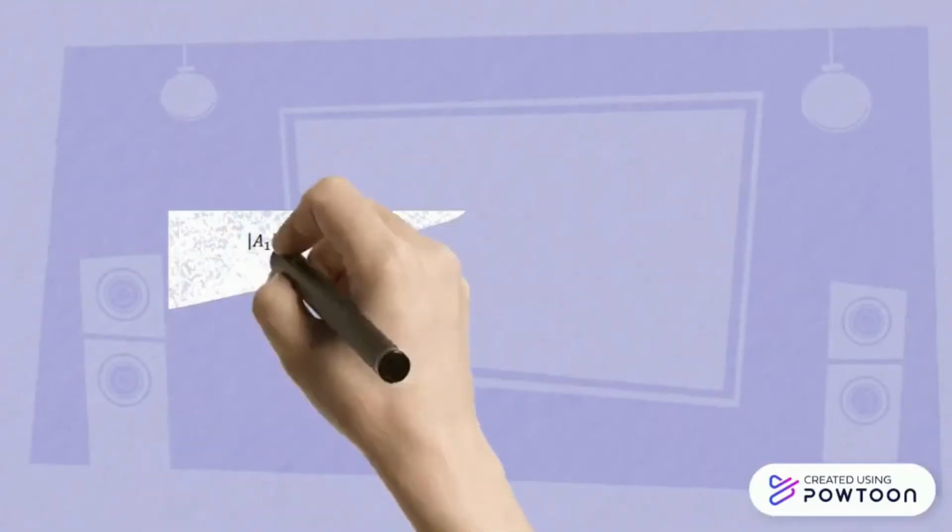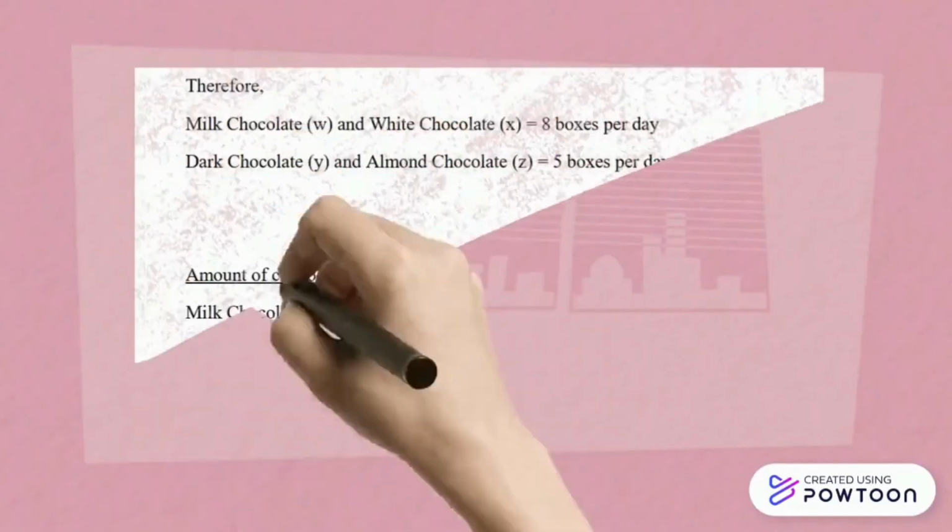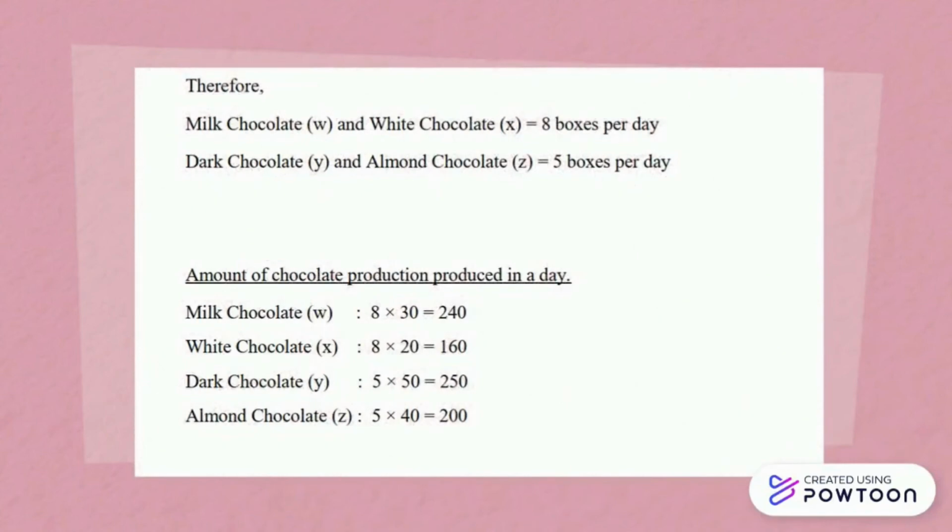After we get these 4 determinants, we can find the unique solution by using the formula xi equals determinant Ai divided by determinant A, to know how many boxes they can produce for each type of chocolate per day. Therefore, we get 8 boxes per day for milk chocolate and white chocolate, and 5 boxes per day for dark chocolate and almond chocolate. And we can count the amount of chocolate produced in a day. The answer is shown in the slide.